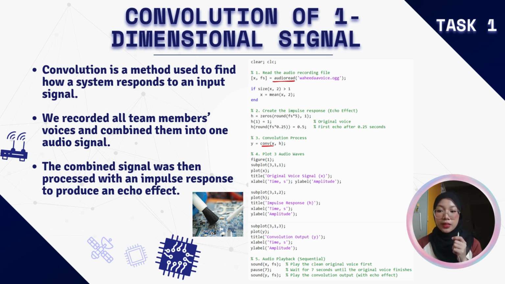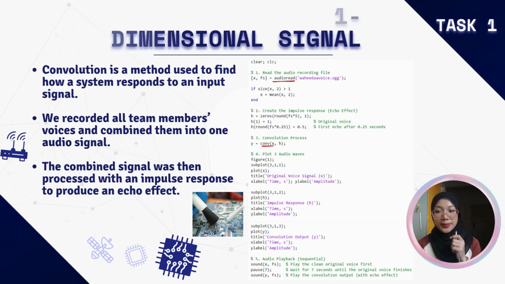Next, we created an impulse response to simulate an echo effect, where the original sound has an amplitude of 1 while the echo has an amplitude of 0.5, and it will appear after a delay of 0.25 seconds. Then we use the conv function to perform the convolution and generate the output signal. Lastly, the code plotted the waveform of the original signal, impulse response, and output signal, and the audio was played for comparison. So, through this task, we were able to understand how convolution modifies an input signal and produces a new output based on the characteristic of the system.